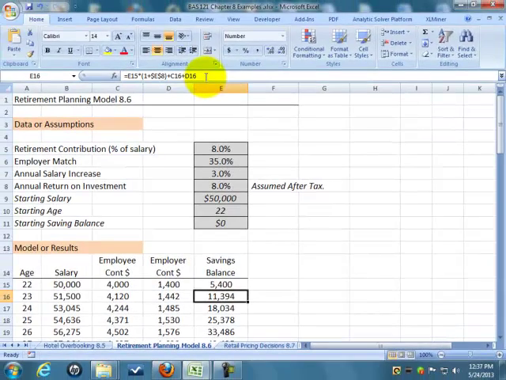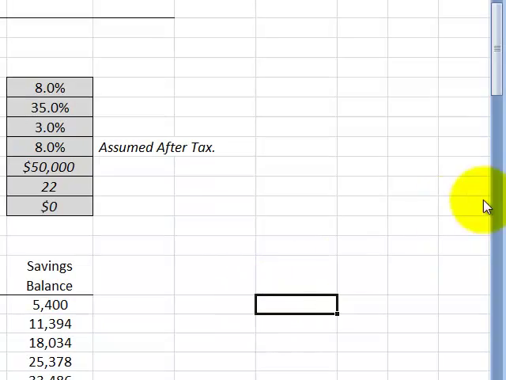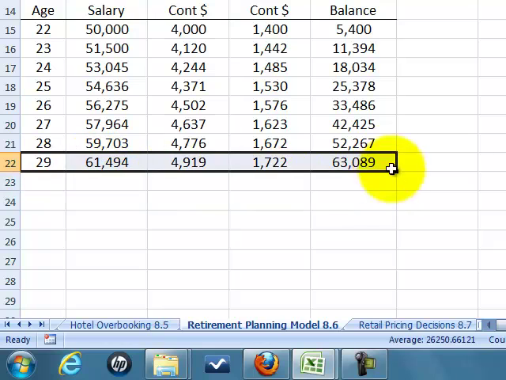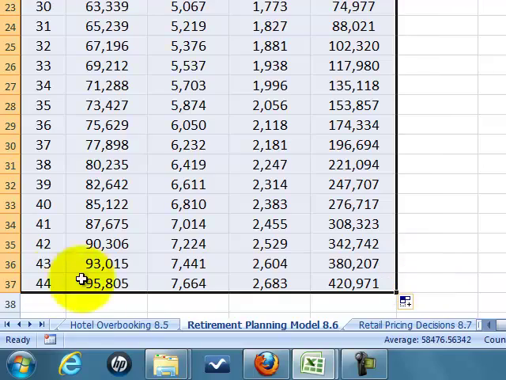Now, down here, notice I changed this around a little bit. Our next cell is going to be whatever we had in the previous savings balance plus what we earned, and we locked those in because we want our 8% to stay as an absolute cell, plus whatever we saved for employer contributions and employee contributions, and then I filled those down. Okay, so there you see. And you can fill this down to a retirement age if you wanted to. There you see at 44.